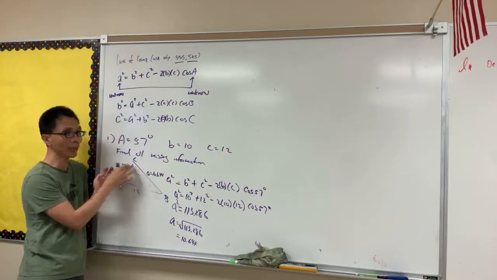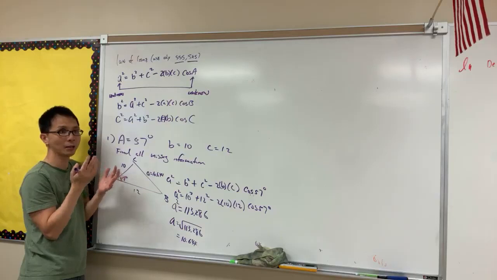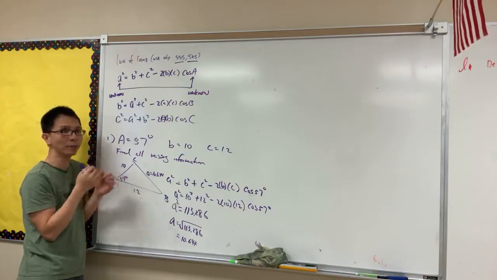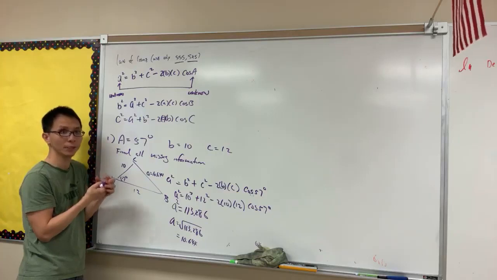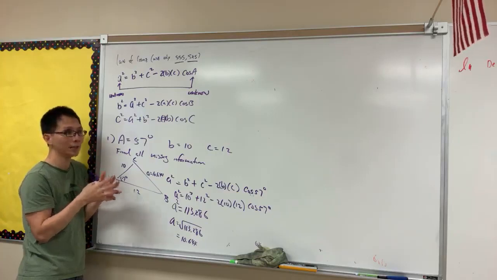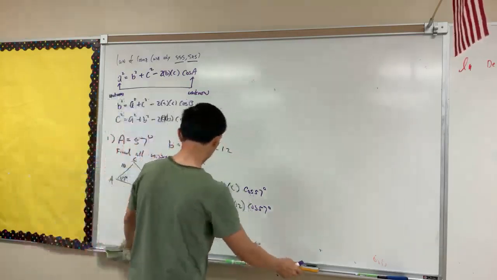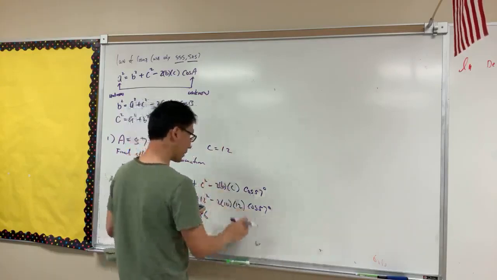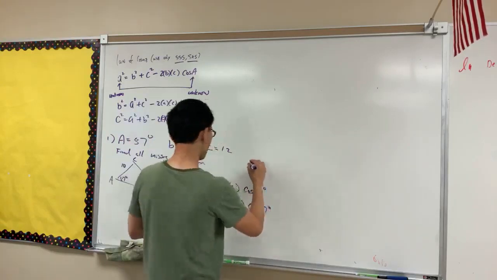Sometimes there are cases where the law of sines does not work, especially when the angle you're looking for is obtuse. Obtuse is greater than 90, so anything above 90 is not going to work. But we're going to give you an obtuse case. So now I'm going to use this one.